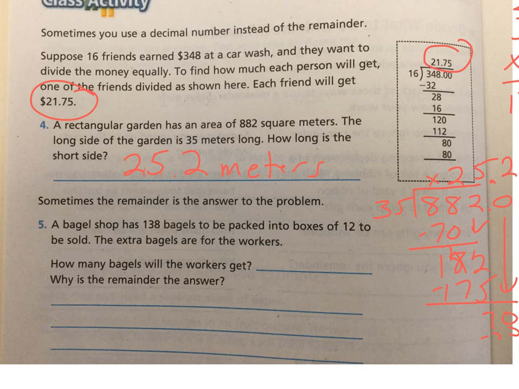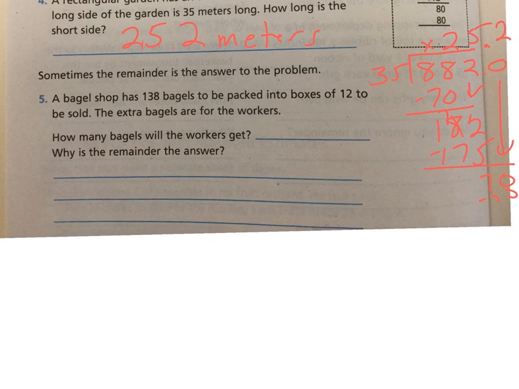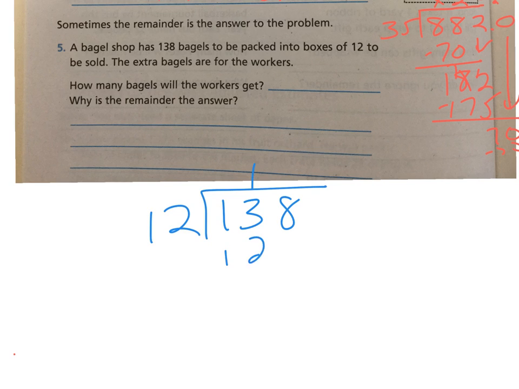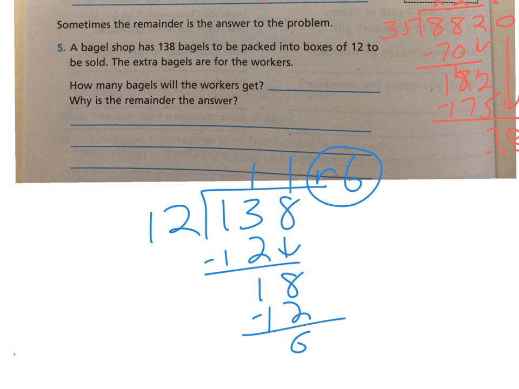So, real quickly here, move this up. We'll do 138 down here. 138 bagels divided by 12 boxes. What's left over? Well, subtract, get 1, bring down the 8. 1 is 12, subtract. 8 minus 2 is 6. Remainder 6. That's 6 bagels left over for the workers, because they're asking for what's left over to answer the question.